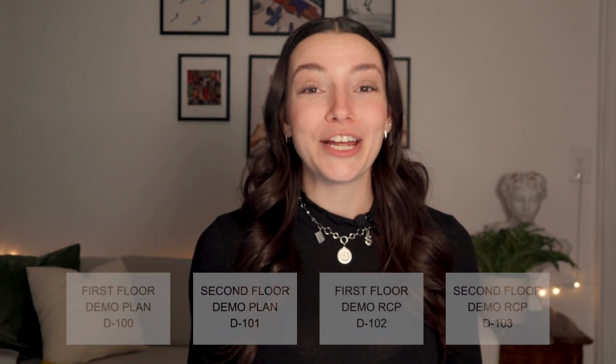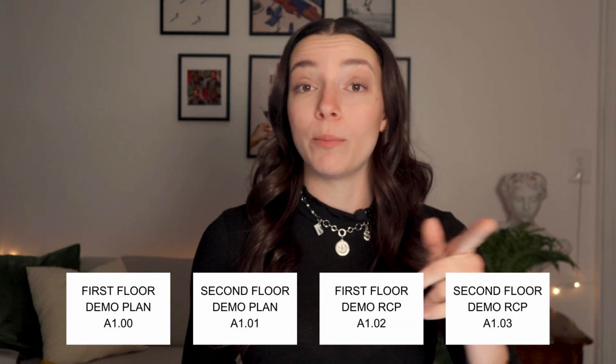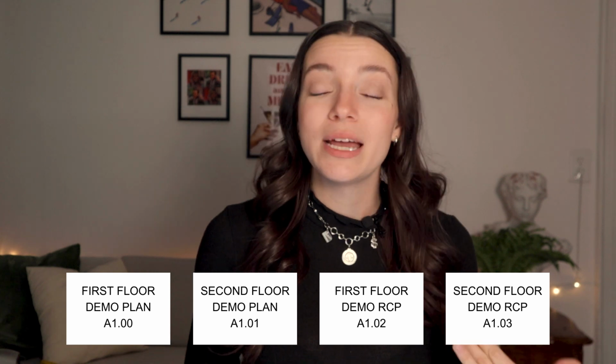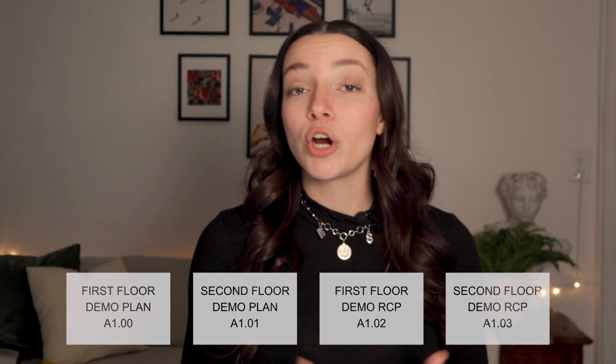Again, there's so many different variations of labeling, so do what works best for you. If you're using the A labeling system, this section will be labeled as A1. Using that same example, it would be A1.00, A1.01, A1.02, and A1.03. Regardless of your naming system, be sure to include a demolition key plan that shows what the different line styles and symbols on this plan mean.